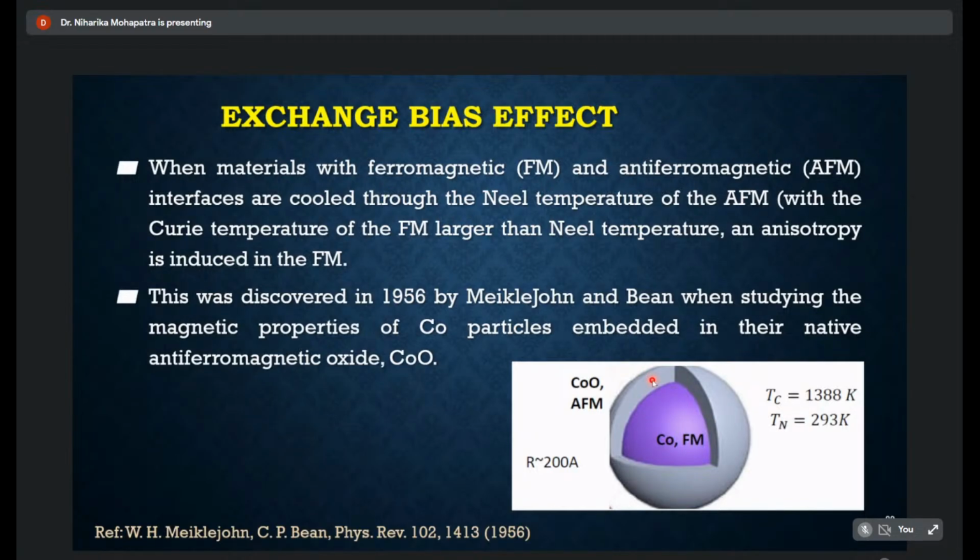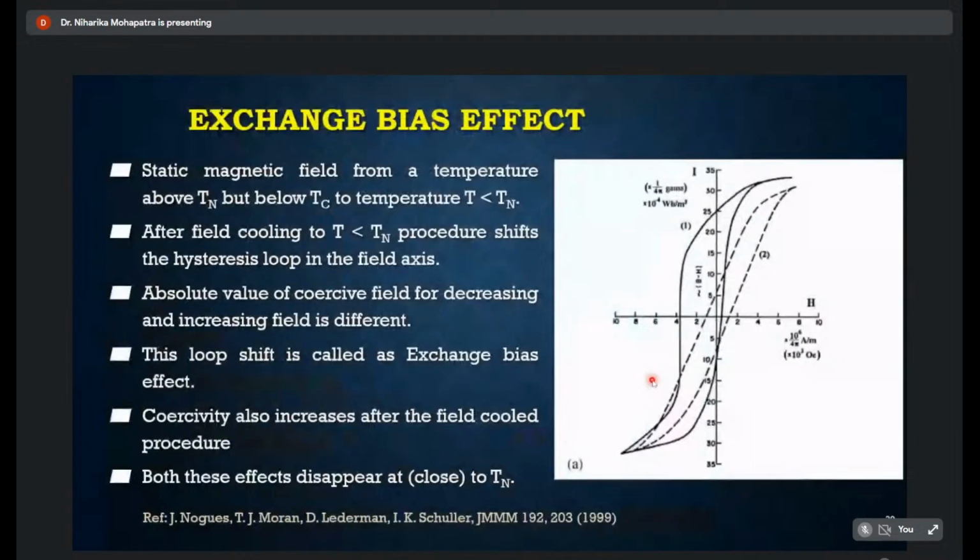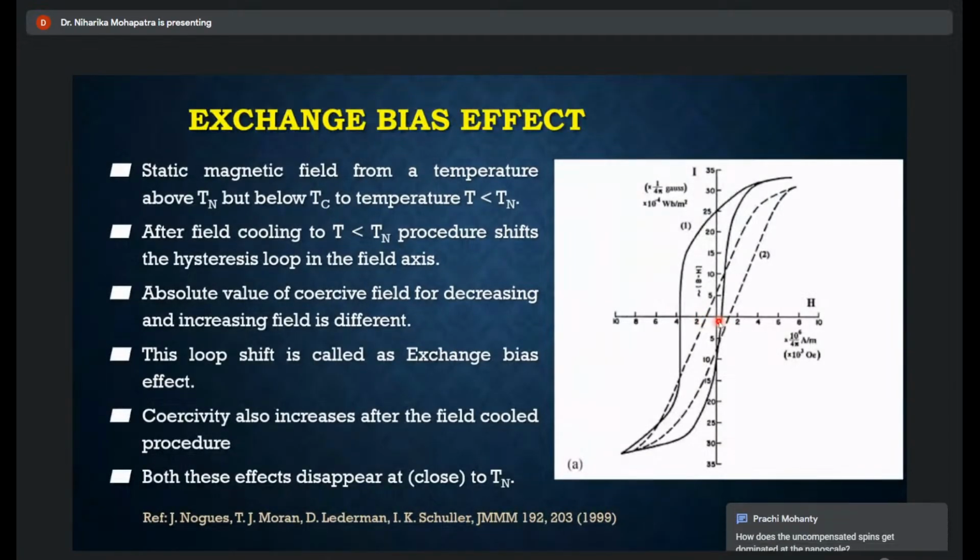So what is the result? I mean, why do you see this, and what is the result of that? Because of this extra anisotropy, you will find a shifting of the magnetic hysteresis loop. I'll explain what this loop represents.